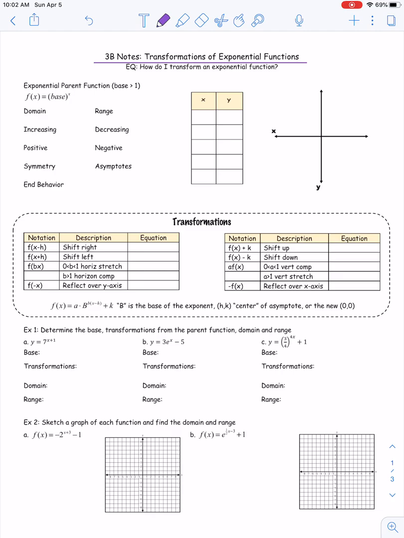And just like we did with every single unit so far this year, we've always talked about what the parent function looks like and how to transform it. And remember, those transformations did not change. How do we represent the shift right, shift left, up, down, vertical stretches and compressions, horizontal stretches and compressions? They all look the same. So based on your 3A notes, your video from Tuesday, you should know what the typical growth and decay look like for exponential functions. Okay, so here we are with our exponential parent function.